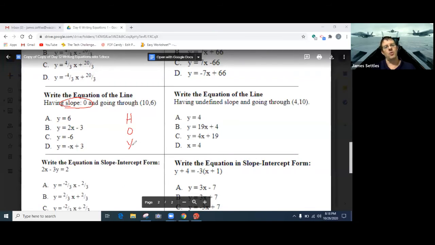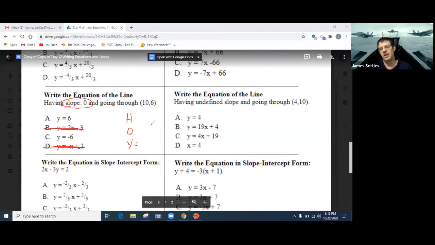Okay. And so what does the Y mean? It means it's a Y equals equation. And you could say, well, all these are Y equals, but it can only have a Y. It's not allowed to have an X. So immediately we can mark off B and D. And so now it's which one is it?